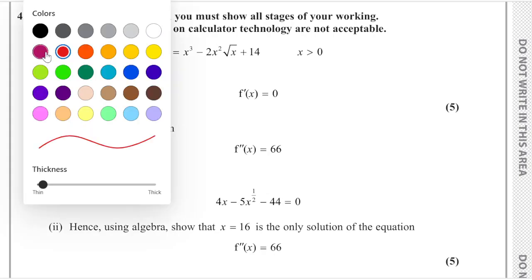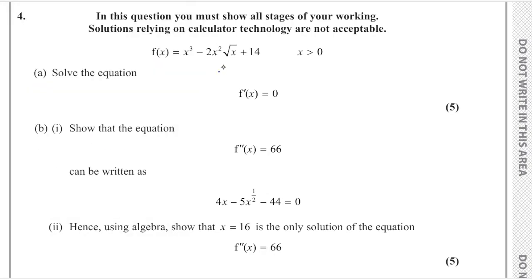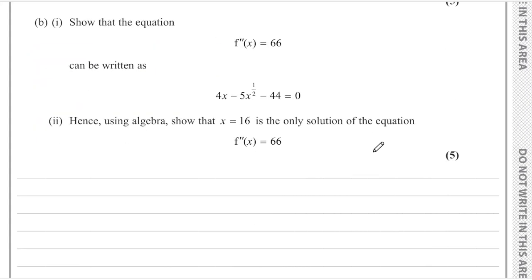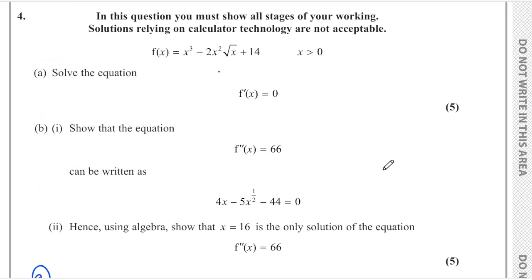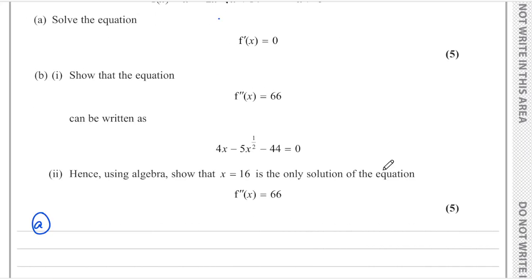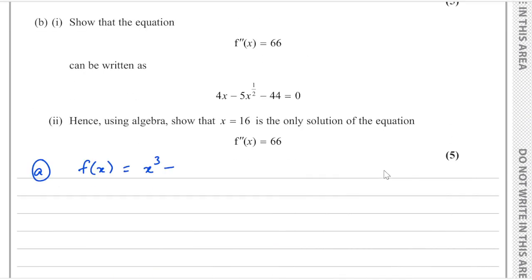So we are given this equation f of x is equal to x cube minus 2x square multiplied by root x plus 14, and we need to solve the equation f dash x, that is the first derivative of the function, is equal to 0. So I'll just rewrite the question over here. We have f of x is equal to x cube minus 2x square multiplied by root x plus 14. This is the function.